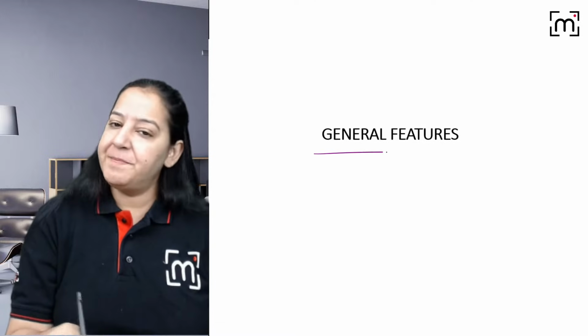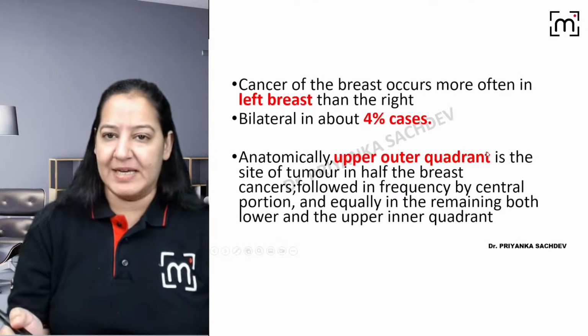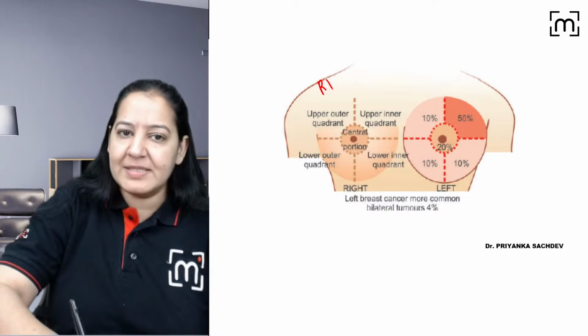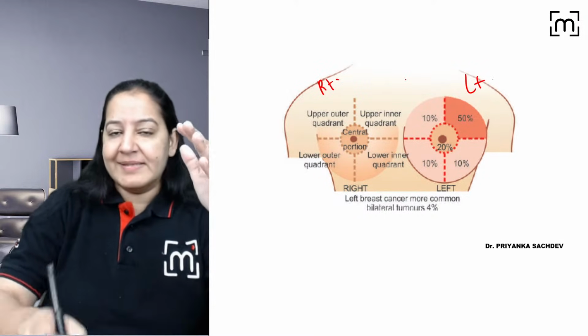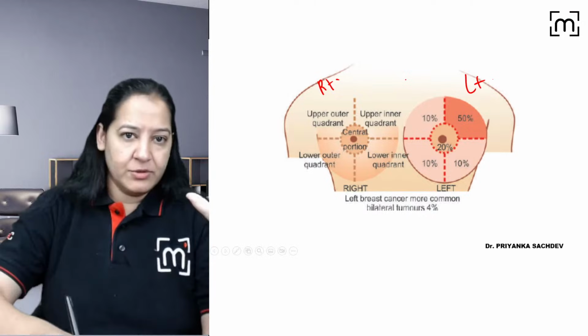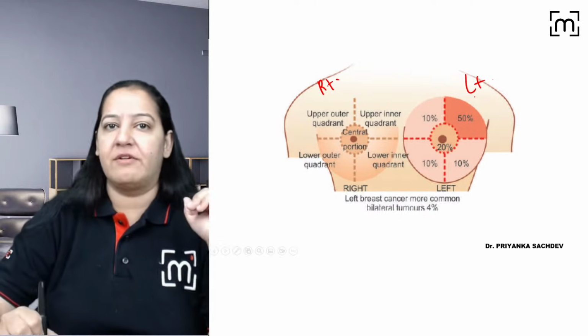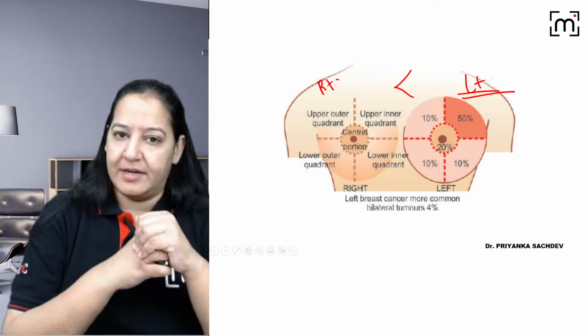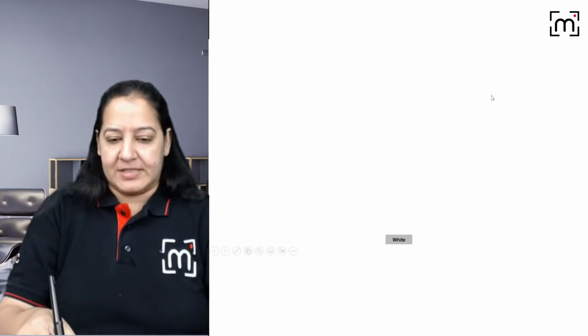After that, let me teach you some general features of breast cancer. Breast cancer is very common. Females have two breasts, the right breast and the left breast. Take a female standing in front of me, facing me: this is her right, this is her left. Breast cancer is more common on the left side as compared to the right side. That's number one.